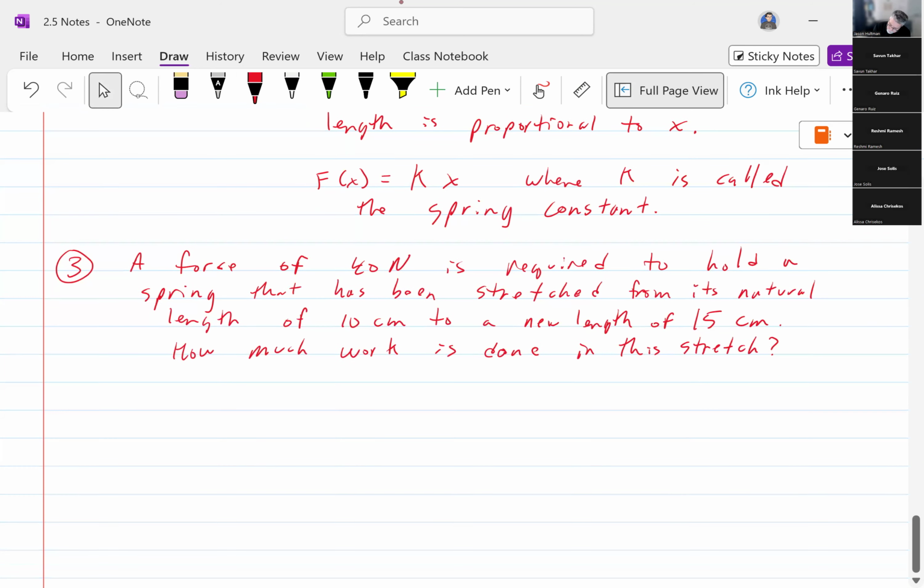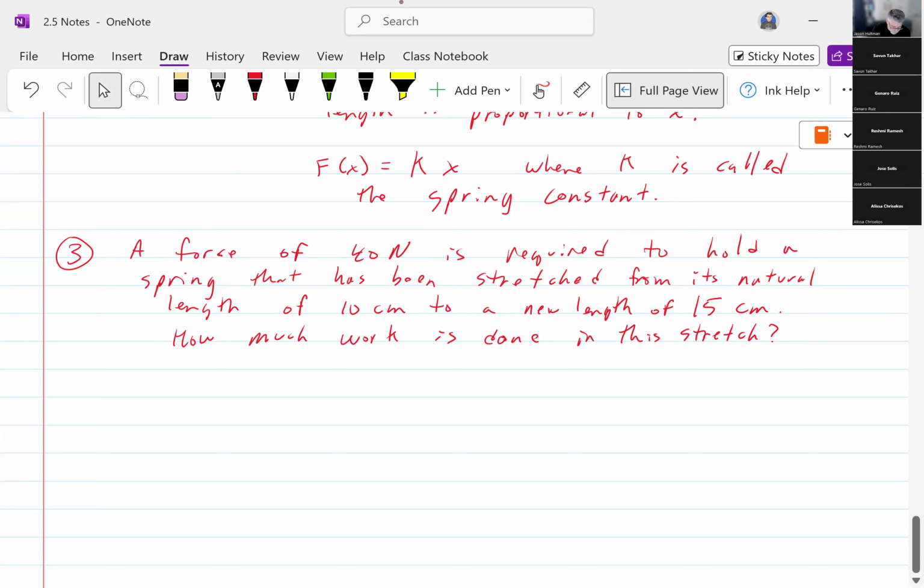So we know that basically 40 newtons is required to stretch this thing 5 centimeters. So the force required, kx, is equal to 40, whereas x is equal to 0.15 meters minus 0.10 meters, which is equal to 0.05 meters.